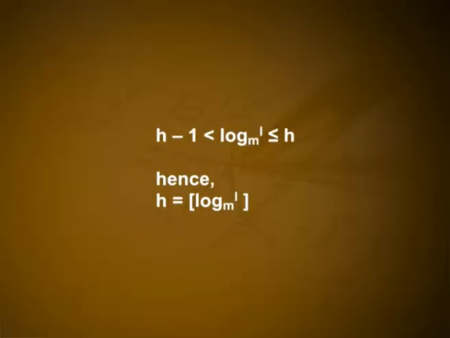Now, suppose that the tree is full and balanced. Then each leaf is at level h or h minus 1, and because the height is h, there is at least one leaf at level h. It follows that there must be more than m raised to h minus 1 leaves. Because L is less than or equal to m raised to h, we have m raised to h minus 1 less than L less than or equal to m raised to h. Taking logarithms to the base m, we get h minus 1 less than log L to the base m less than or equal to h. Hence, h is equal to the ceiling of log L to the base m.